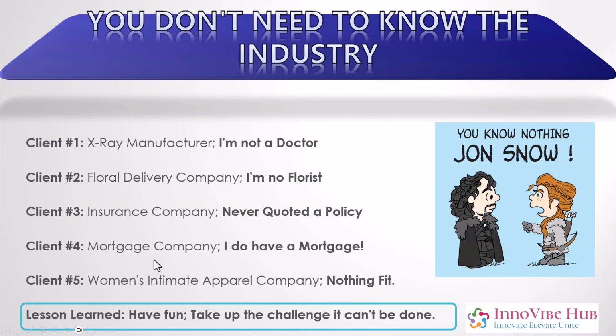And I worked for a mortgage company, but that's the only place where I was actually doing good. I actually have a mortgage. It's a 15-year mortgage, and I've had it for 30 years. I don't know how that's worked out, but I'm pretty sure I'm losing money on that deal. Lastly, I worked for a women's intimate apparel company for a while, and in that case, there was nothing fit.